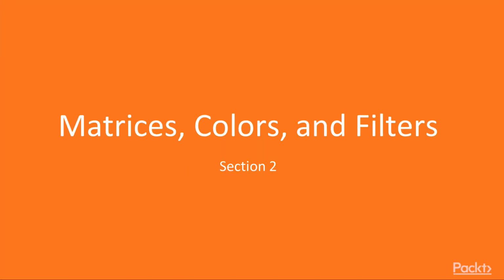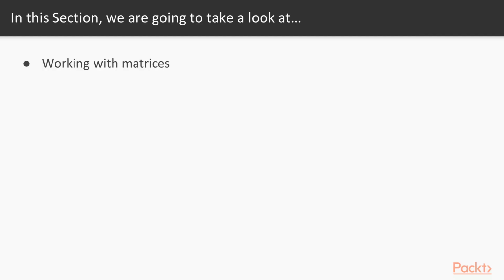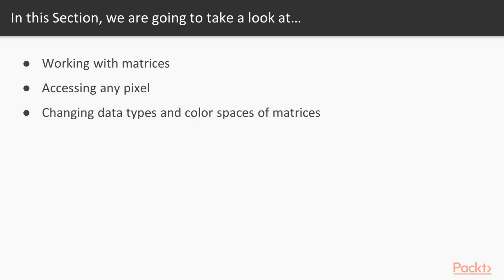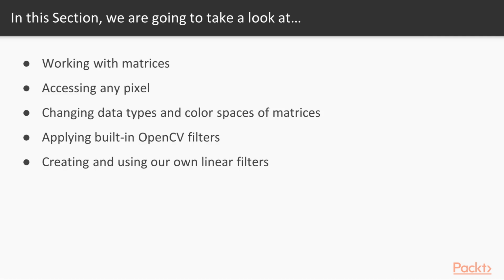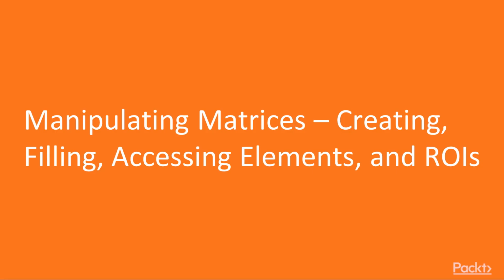Welcome to the second section of our course. In this section, we will talk about matrices, colors, and filters. We will learn how to work with matrices, how to get access to any pixel, how to change data types and color spaces of matrices, how to build built-in OpenCV filters, and how to create and use your own linear filters.